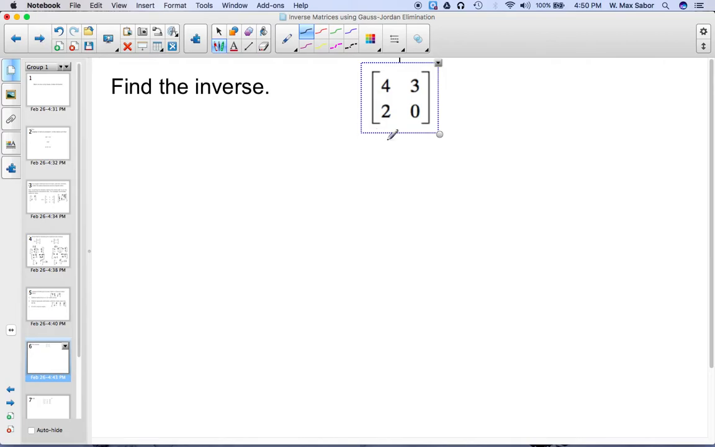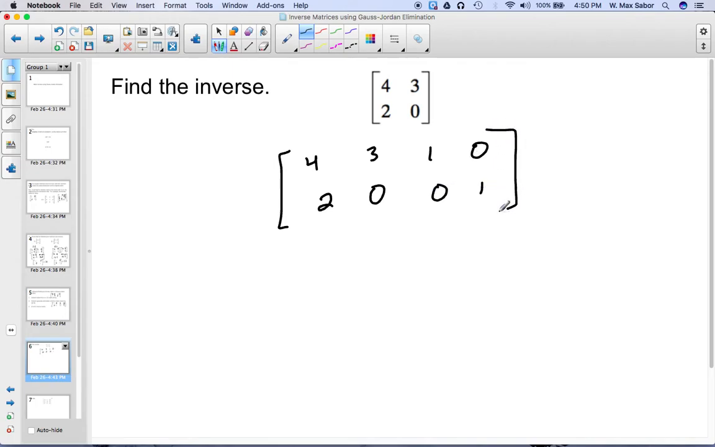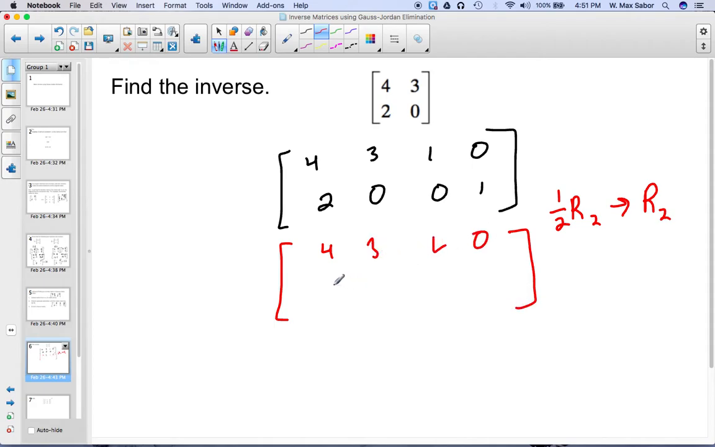So if we wanted to find the inverse of this using Gauss-Jordan elimination, yes, there are other methods, but 4, 3, 2, 0, and then add the identity matrix afterward. Now we're going to use Gauss-Jordan elimination. What I'd like to do is rewrite this as a 1. So I'm going to take row 2 and divide it by 2. That's going to be 1, 0, 0, and then 1/2.